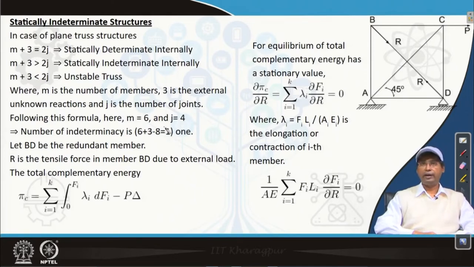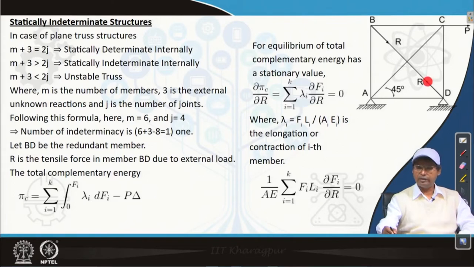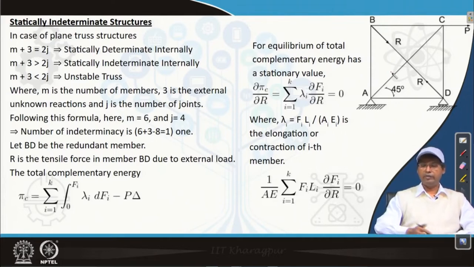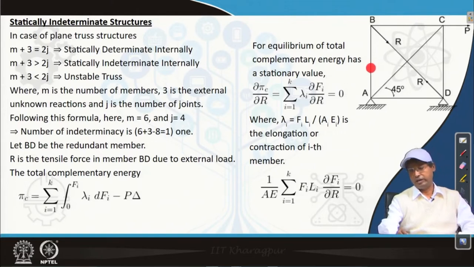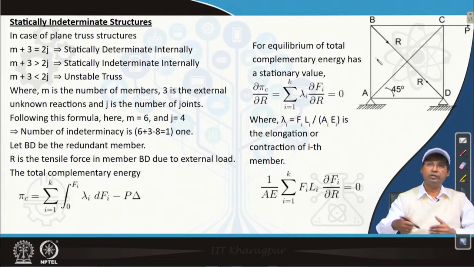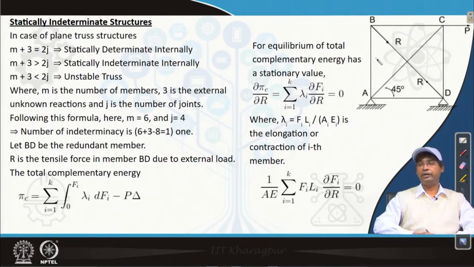So, in that sense, if we remove either this diagonal or this diagonal, this structure remains stable, but it becomes a determinate structure. Somebody may ask, why not this or this? Maybe this one is possible to remove, but this one, if we remove, then also it is possible, but it depends on your ease of work, how you want to proceed. So, in this particular example, we will remove this diagonal, and we will assume that it is a tension force acting in that member of magnitude R.